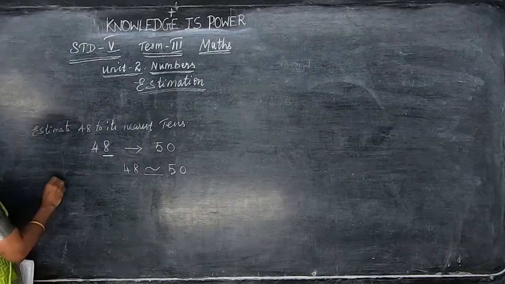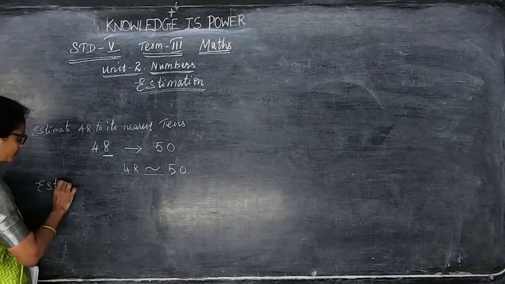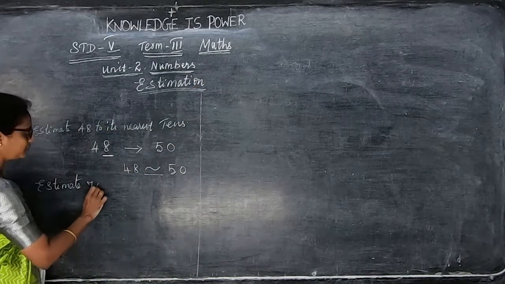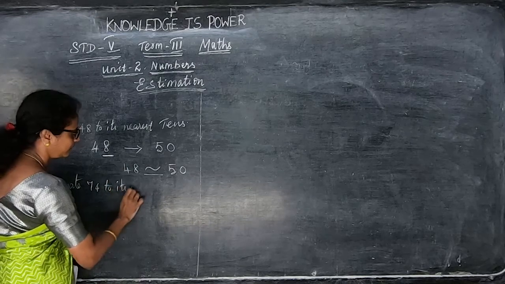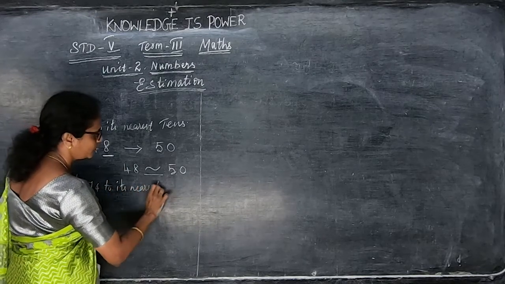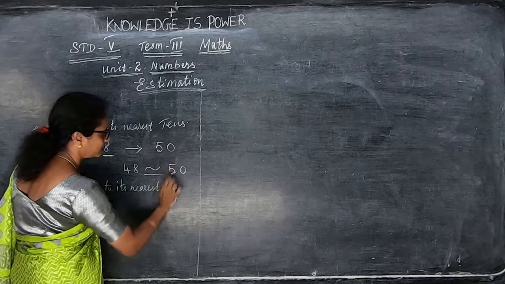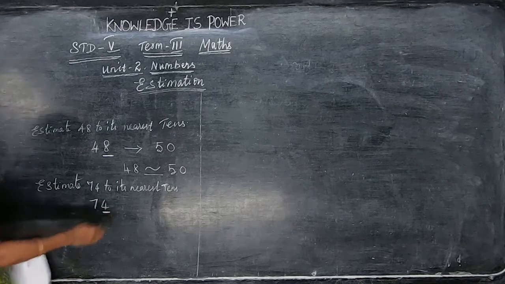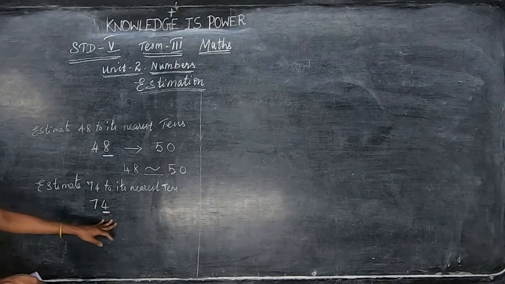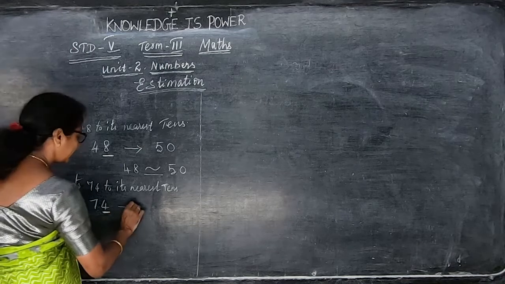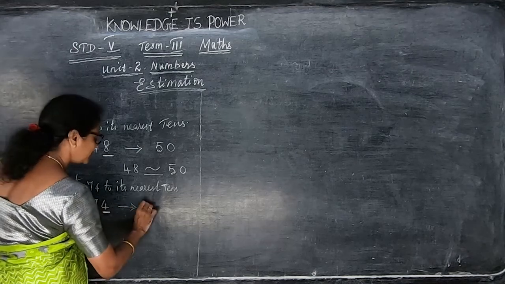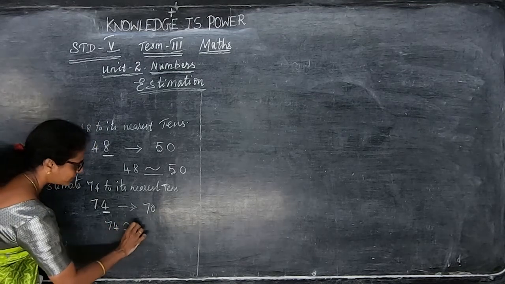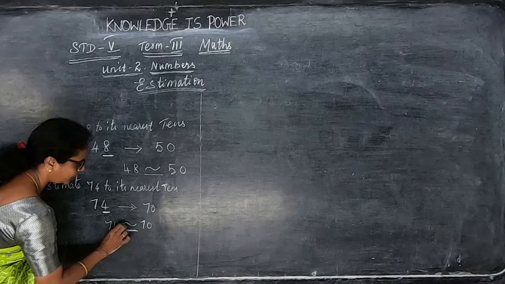Next one, estimate 74 to the nearest tens. They give the sums like this only. Underline the 4 in 74. This is less than 5, so you write the lower ten, which is 70. The answer is: 74 estimated to 70.